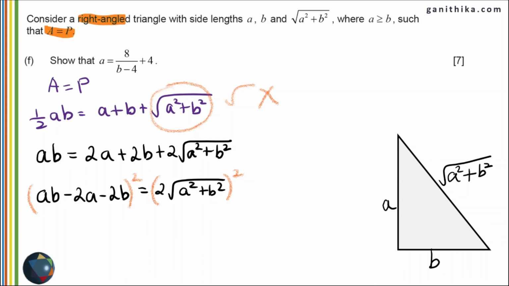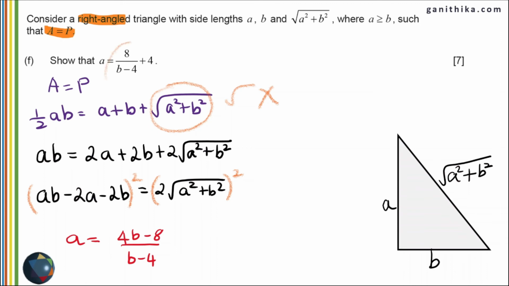You might not have got the answer given in the question, but you might have got something of this type: 4b minus 8 over b minus 4. From here you have to simplify it to the form a over b minus 4 plus 4. Again, there are multiple ways of doing this. You can write minus 8 as minus 16 plus 8 and then you can simplify that. That's one way of doing it.